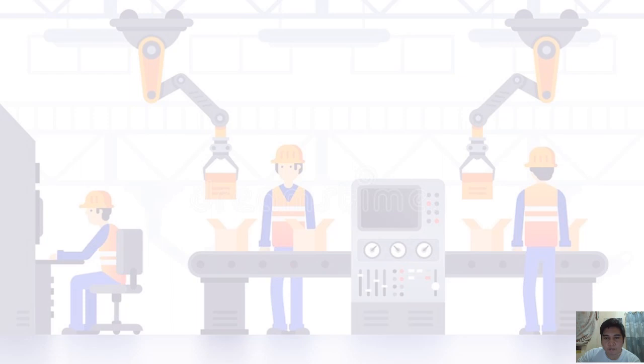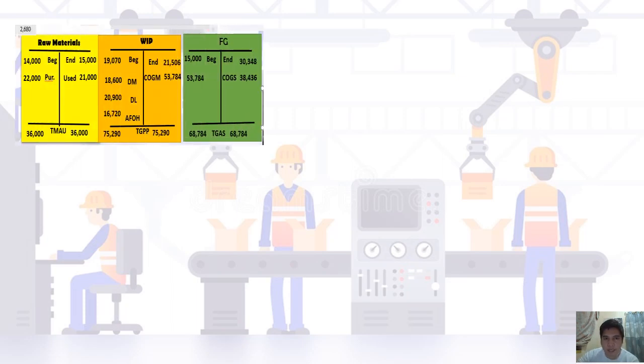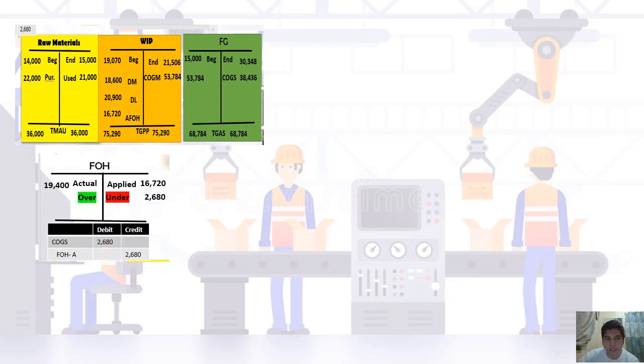Okay, so for the last step, so ito yung ating mga na-generate na information. So, meron tayo dyang T account ng raw materials, work in process, and finished goods. At the same time, yung under-applied natin na compute kanina na 2,680. So, ito lang naman yung kailangan natin para makapag-prepare tayo ng cost of goods sold report. So, yung cost of goods sold report nyo, ito po yung magiging laman.